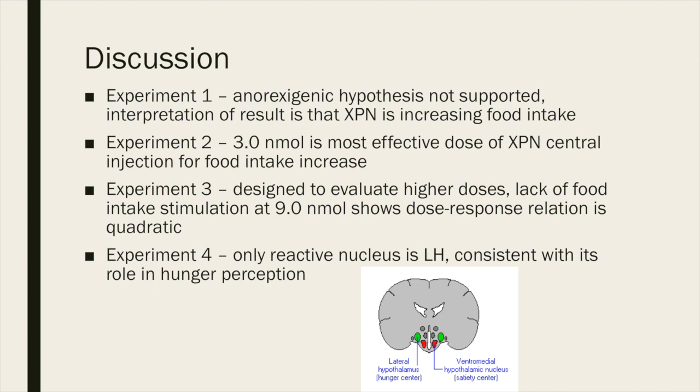In experiment 2, the central injection of XPN stimulates the increase in food intake, and specifically the 3.0 nanomole injection is the most effective dose of XPN central injection for food intake increase.